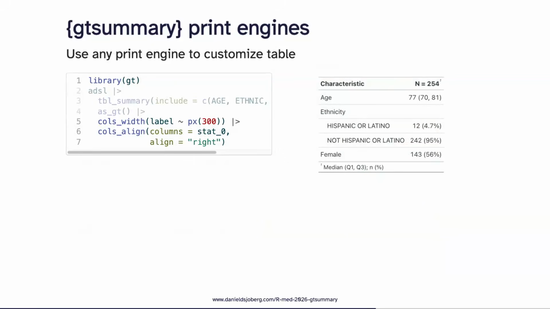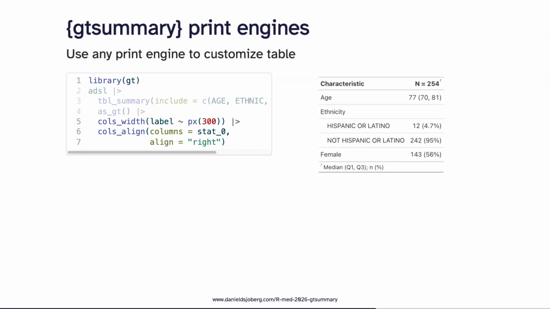So in gtsummary, we are not trying to give you every single way to customize your table, because these very complex and very diverse print engines already exist with tons of functionality. So let's just imagine that you have very specific output requirements for the width and the alignment of the table that you're outputting. You can convert your table to gt with as_gt, that's line 4, and then you can utilize gt functions cols_width and cols_align to specify exactly which columns are going to be which width and which columns are going to be aligned in various ways.